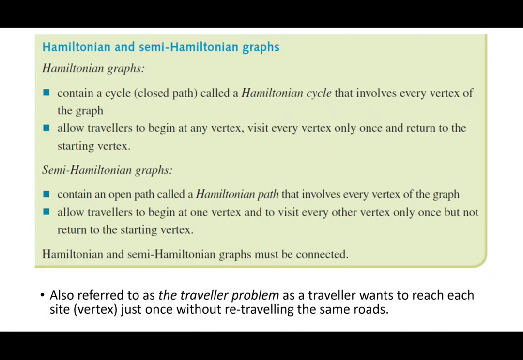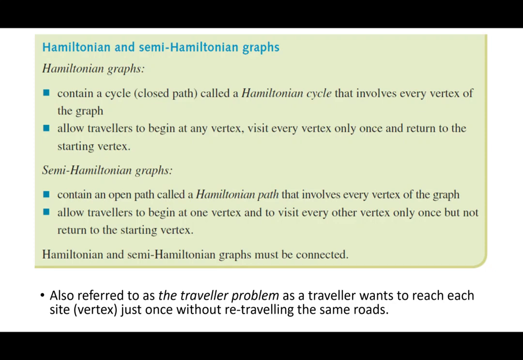A Hamiltonian graph contains a cycle called a Hamiltonian cycle that involves every vertex of the graph. It allows you to begin at any vertex, visit every vertex only once, and return to the starting vertex. A semi-Hamiltonian graph contains an open path called a Hamiltonian path that involves every vertex. You begin at one vertex, visit every other vertex only once, but you don't return to your starting point.